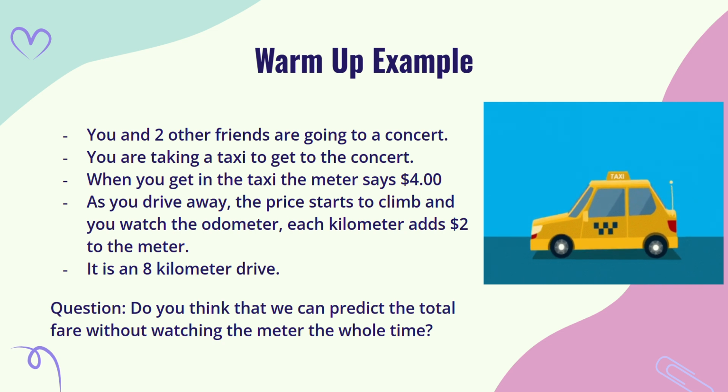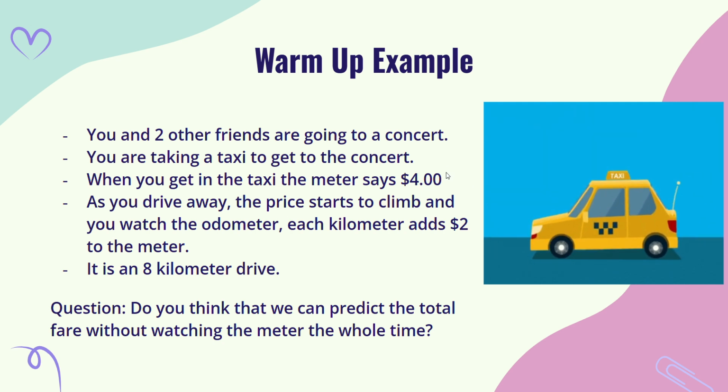Well, it's because a lot of taxi companies will charge a flat fee or an initial fee, hint, when you get in a taxi. As you drive away, the price starts to climb and climb and climb. And as you watch the odometer, you notice that each kilometer adds $2 to the meter. You know that it's also an 8-kilometer drive from your house to the venue. So the question for this is, do you think that we can predict the total fare without watching the meter the whole time? I do believe that we can, because we have a lot of important information here that we're going to use to do so.